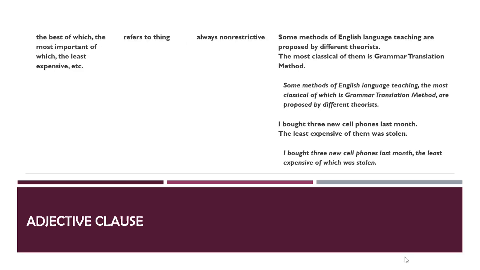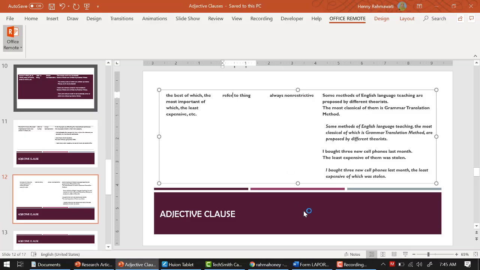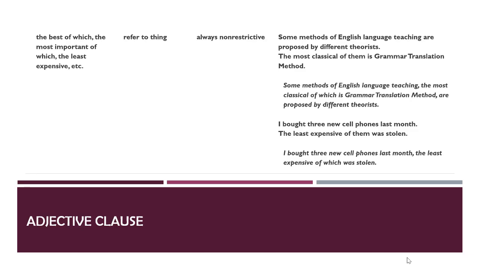The next ones: the best of which, the most important of which, the least expensive of which, etc. Those are always non-restrictive. Some methods of English language teaching are proposed by different theories. The most classical of them is grammar translation method. Those two sentences are combined into only one sentence, a complex sentence.